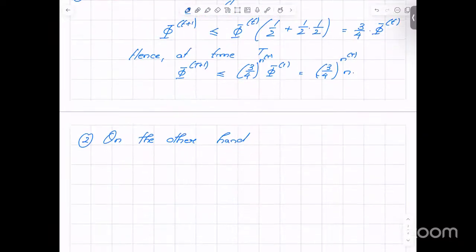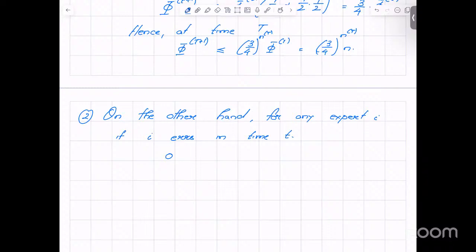On the other hand, phi is a potential function. I want to also lower bound it for any expert i. If i errs in time t, what do we have? We have wi of t plus 1 is equal to wi of t by 2. Each time it errs, this is what happens.